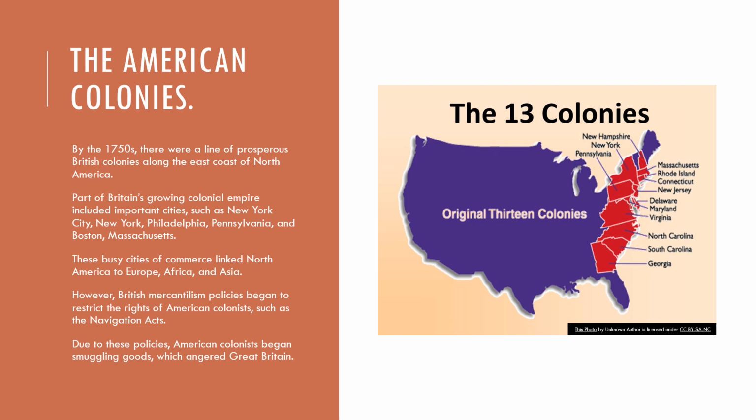Now, the American colonies. By the 1750s, there were a line of prosperous British colonies along the east coast of North America. You can see that here on the map, and I'm sure you recognize a lot of these colonies. I'm trying to circle them here for you, but they're in red along the eastern side of North America. Part of Britain's growing colonial empire included important cities such as New York City, New York, Philadelphia, Pennsylvania, and Boston, Massachusetts. Now, these busy cities of commerce linked North America to Europe, Africa, and Asia as well.